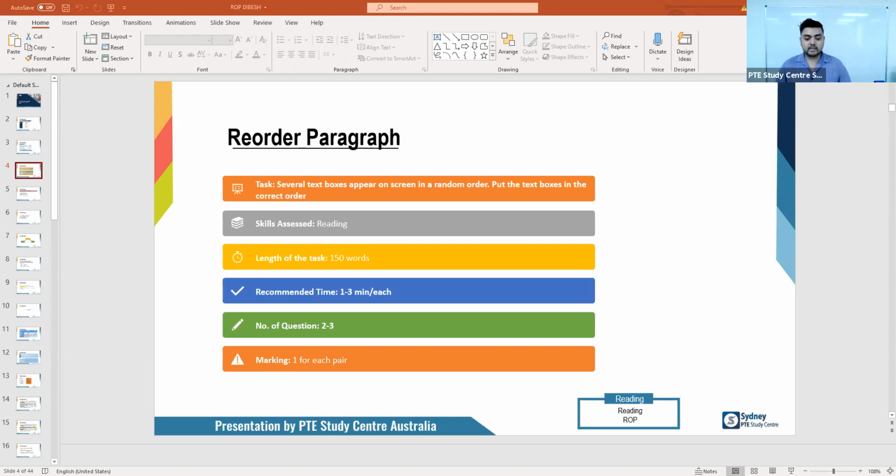If there are 5 sentences, there will be 4 pairs. If there are 4 sentences, there will be 3 pairs. The number of pairs is always less than the number of sentences. So in the exam, you will get several text boxes exactly like this. They will be in a random order. You will have to put those text boxes in the correct order.